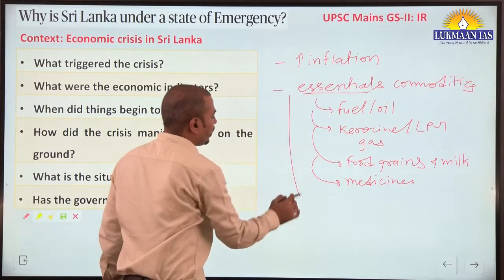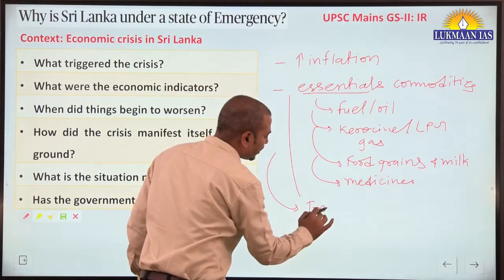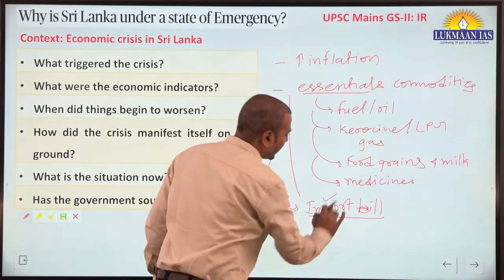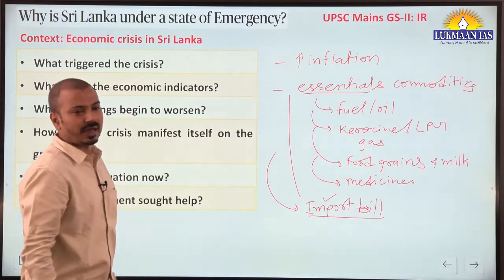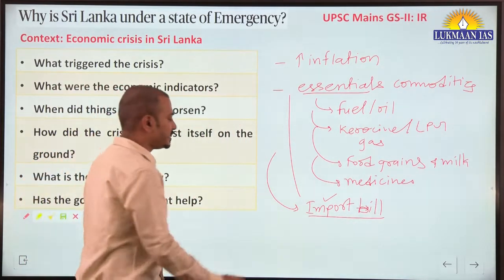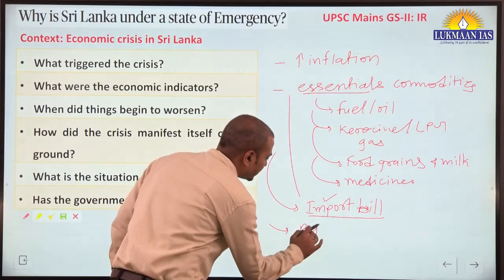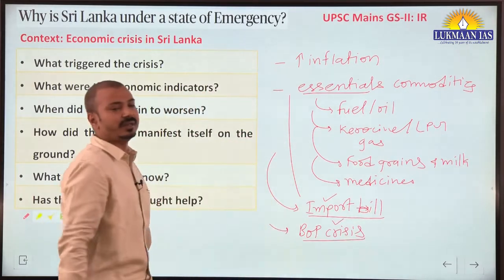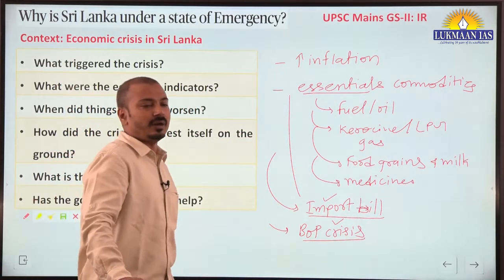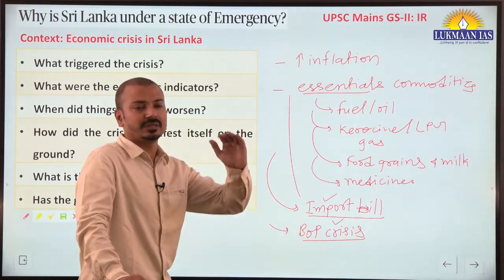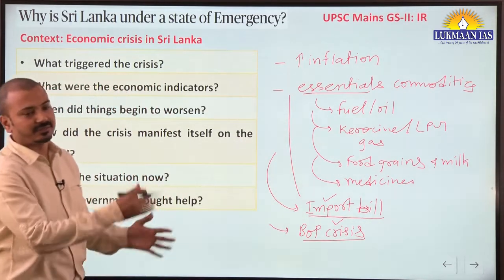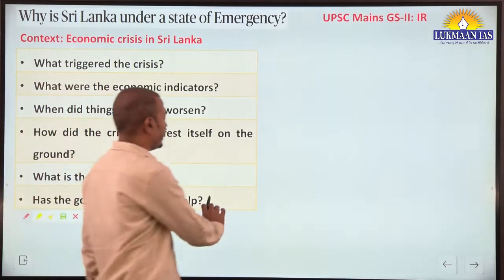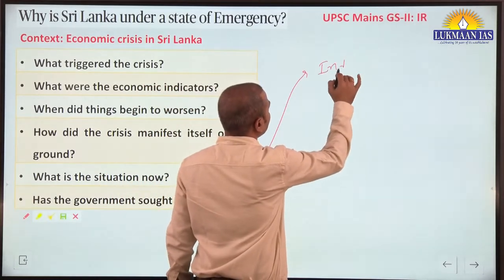And because of the import of all this, the government soon ran out of money to pay the import bill. Last year, at the year end, it faced a severe BOP crisis. Somehow Sri Lanka could manage this BOP crisis, but now again Sri Lanka is requesting help from different agencies and different countries. So the government sought help from India. India has extended help.